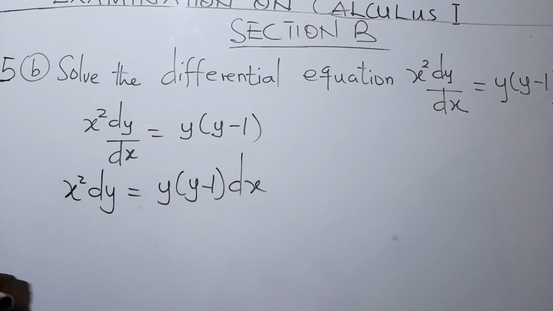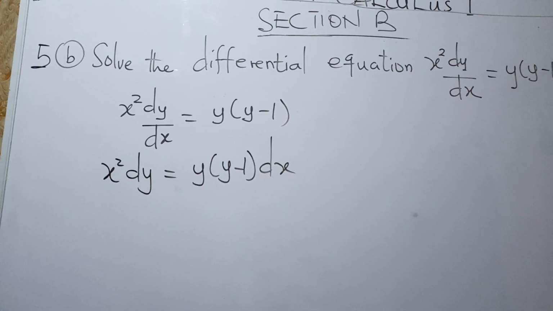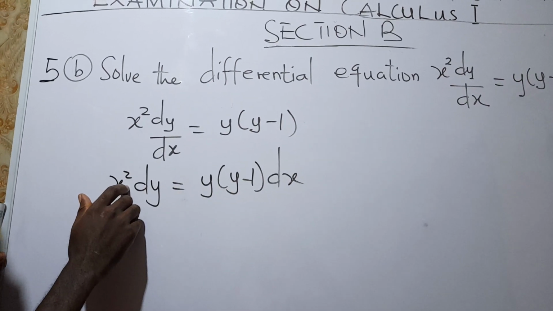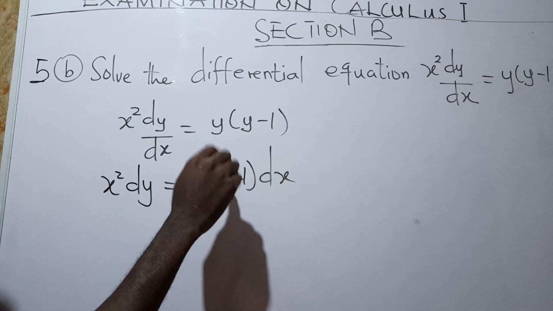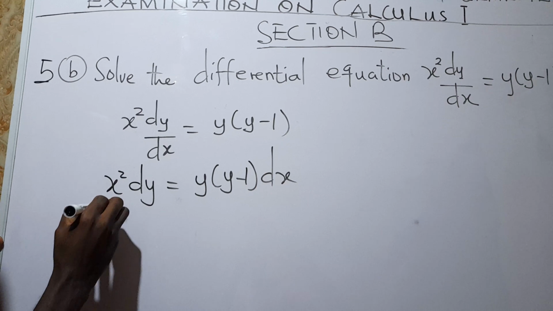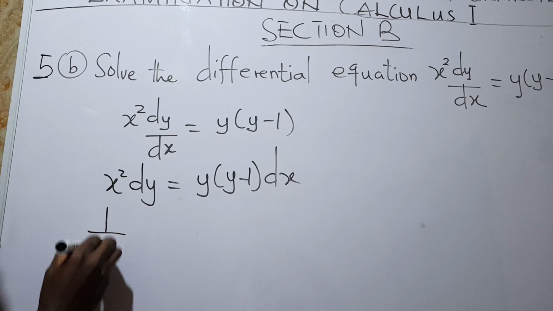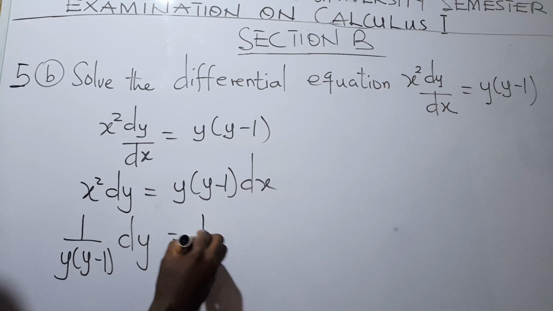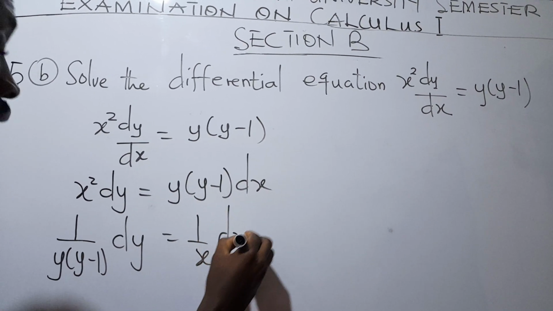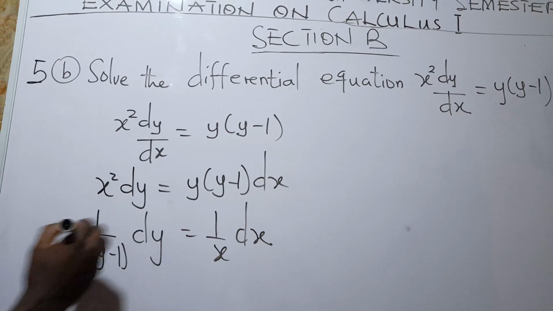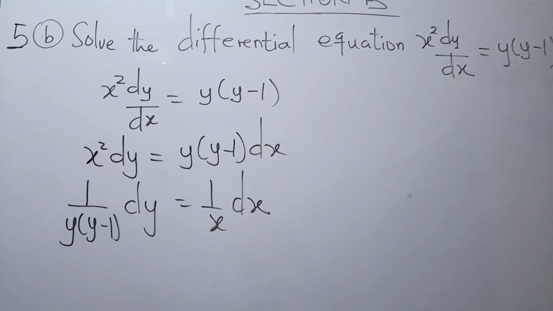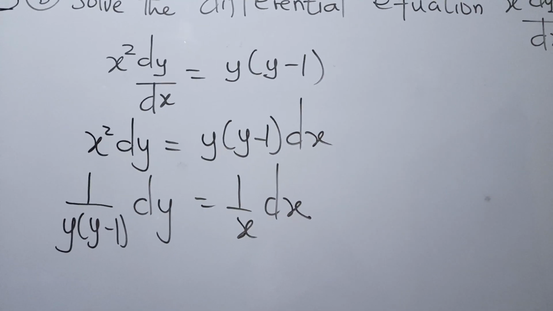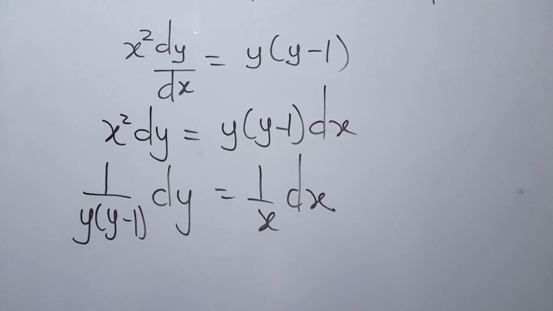So this is a simple separable first order differential equation. So what do we do? We need to divide both sides by x squared y bracket y minus 1. When we do that, we get 1 over y bracket y minus 1 dy equal to 1 over x squared dx. So we have separated it easily with dy against the y and dx against x. So how do we solve this? After separation, we just integrate to solve that.